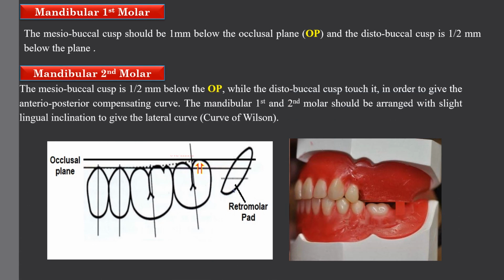The last posterior mandibular tooth is the second molar. Also, we divide it into two parts. The mesiobuccal cusp is ½ mm below the occlusal plane, while the distobuccal cusp touches the plane, in order to give the anterior-posterior compensating curve. The mandibular first and second molars should be arranged with a slight lingual inclination to give the lateral curve, as we say, the curve of Wilson.